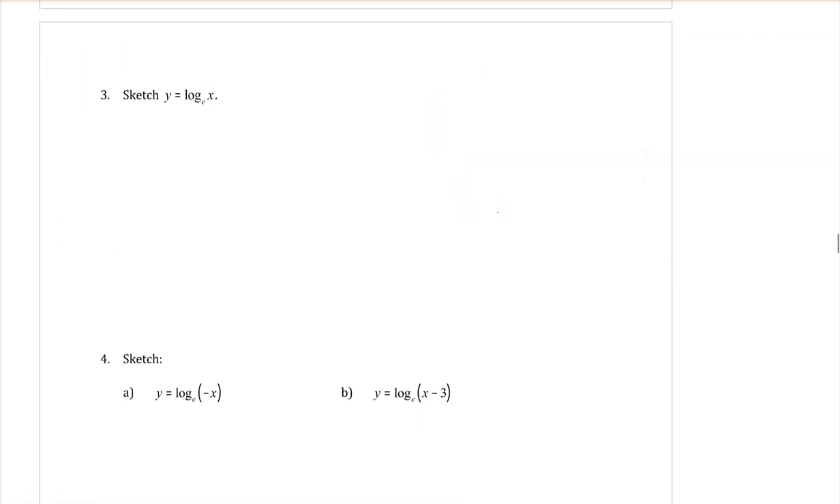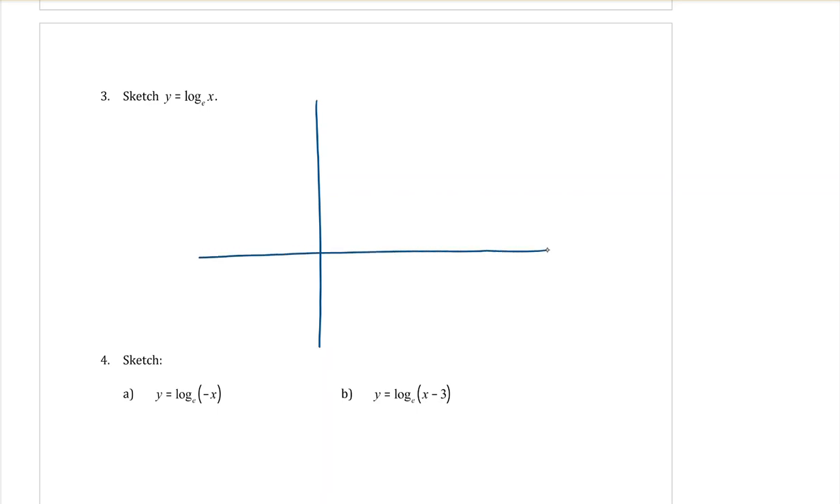All right, so hopefully we're pretty comfortable with that. On the next page, question 3, we want to sketch some logs. So question 3 is we want to sketch the basic log, and then in question 4 we're going to be translating it, moving it around. So what does the basic log look like? Let's draw up a Cartesian plane, x and y. Now, usually when we're first exploring a graph, we sub in some values to help us see what is happening.